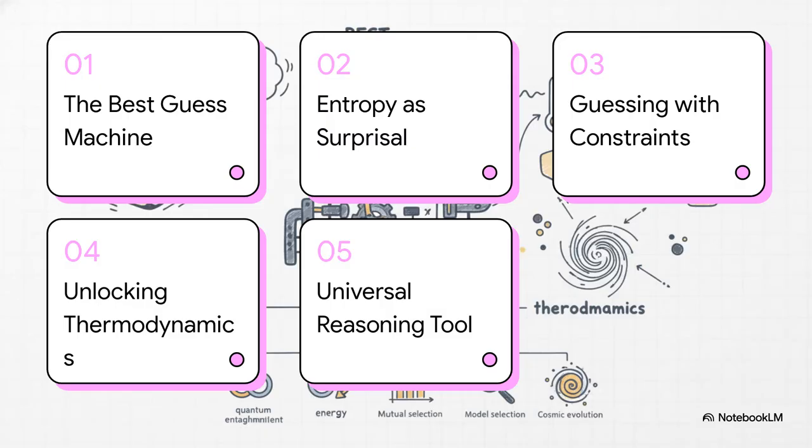Okay, so here's the game plan. First, we're going to frame the problem with something we'll call a best guess machine. Then we'll get into the key concept, entropy, and see how this whole thing works. And then we'll get to the payoff, how this one idea has huge implications, everywhere from physics to information theory.